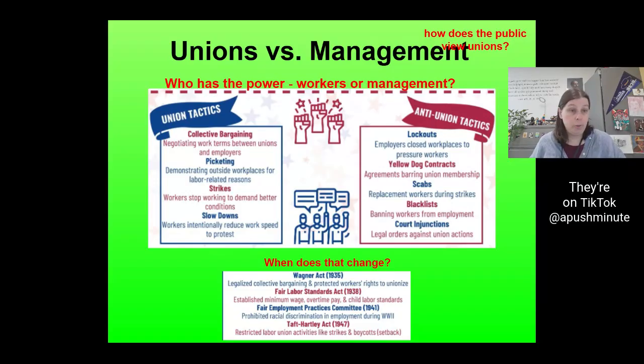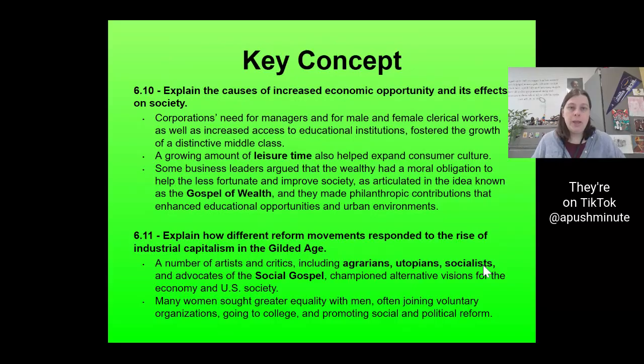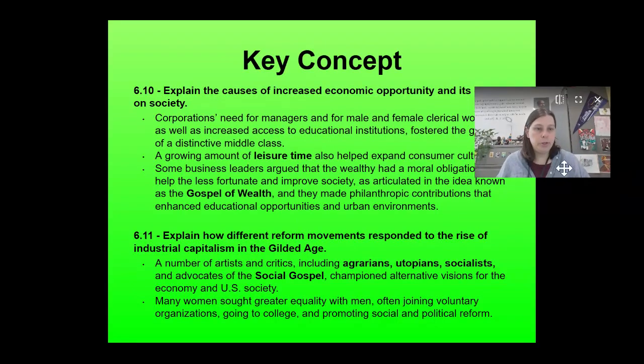I was mentioning, when does this change? When do unions actually get some power? And that's the Wagner Act right down there, 1935. So still several decades in the future at this point. So that is labor unions and what's going on with workers in response to industrial capitalism.